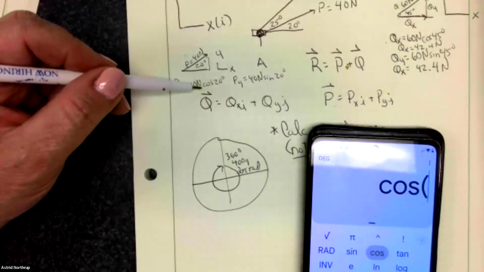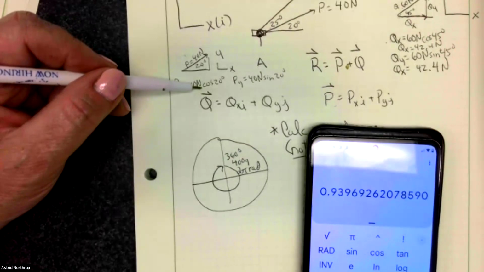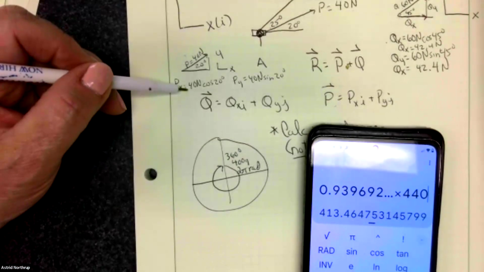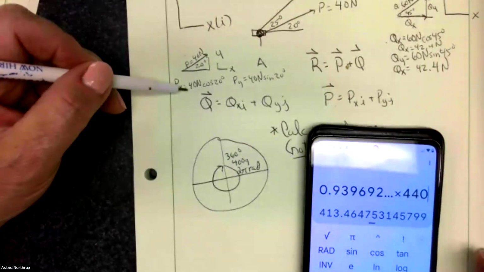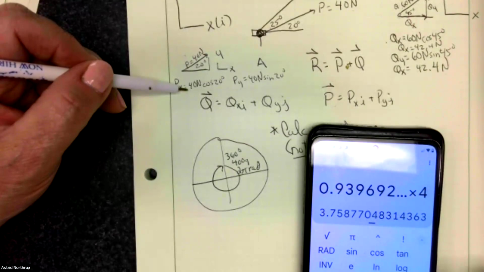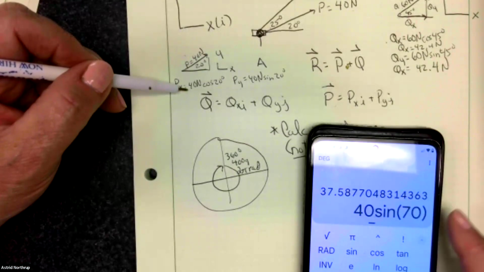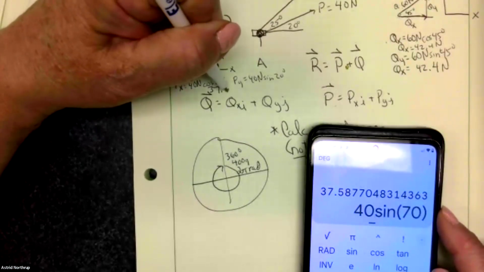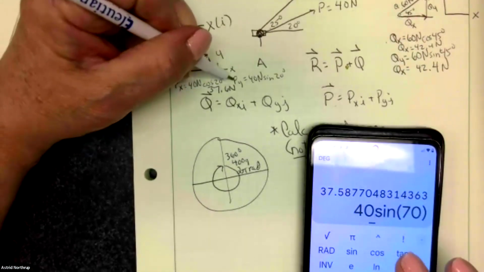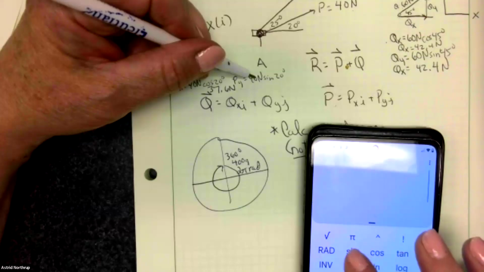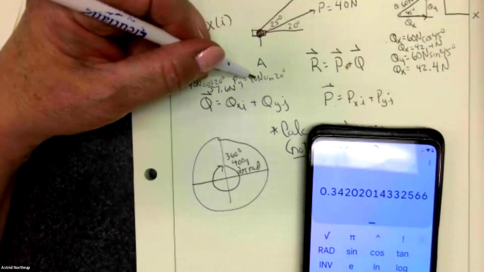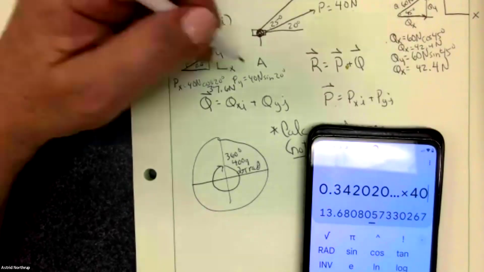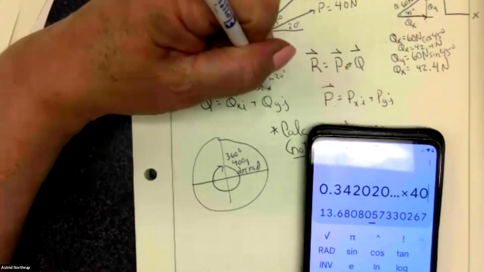All right, how about P? Well, if I take the cosine of 20 degrees, and I multiply that by 40 newtons, I get 37.6 newtons. And P sub y, the sine of 20 times 40 newtons, that gives me 13.7 newtons.